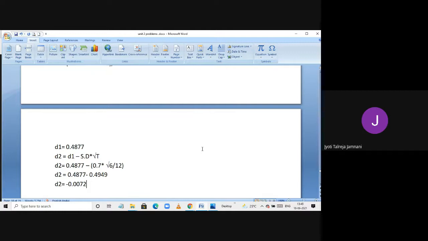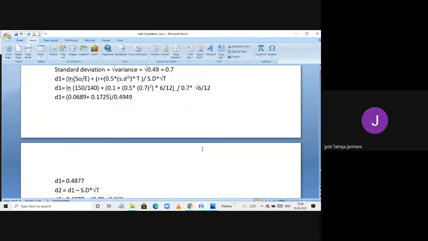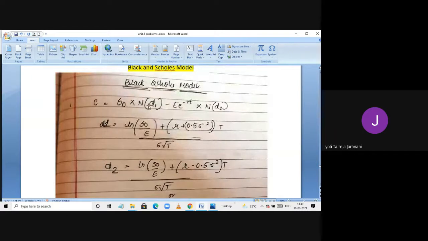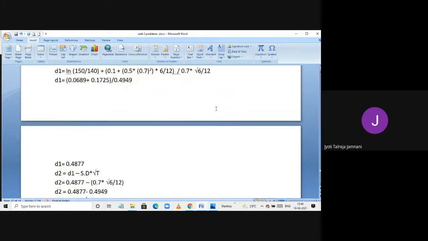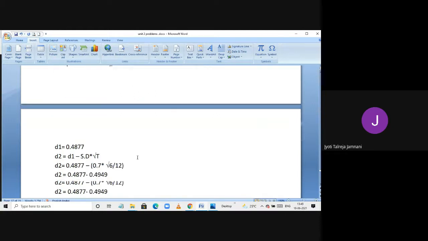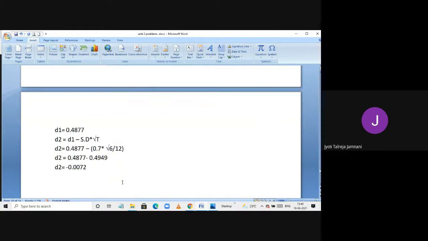All of you getting this D2 value? Yes, ma'am. Minus 0.0072. Okay. So now we have the D1 and D2 value. But if you look at the main formula now, here we need N(D1) and N(D2) values. So N means we have to check the normal distribution table. We cannot take D1, D2 directly. So now, in the morning I had shown you the video. I'll do it again for you here. D1, we have to find N(D1) now.